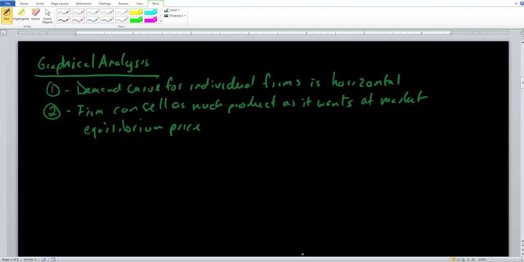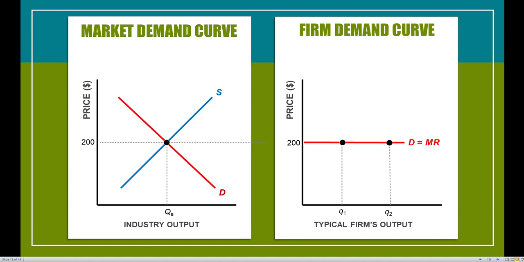So once again, take a look at the graph. It can sell exactly Q1 units, it can sell Q2 units, so maybe this is 10 units, maybe Q2 is say 20 units, but it can sell basically an infinite amount of product at that market equilibrium price. Remember, it can't raise the price, say to $201, because they are seen as price takers, and they're not going to want to lower their price, say to $199, in order to undercut all the other firms because it can sell exactly as much as it wants. So here, horizontal demand curve, and it can sell as much product as it wants.